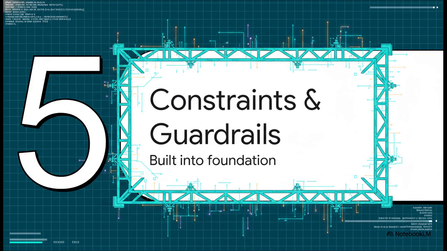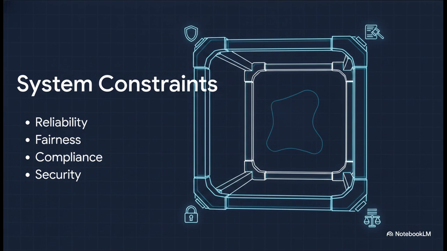Finally, Part 5, Guardrails and System Constraints. This is our protective scaffolding. These constraints act as the mandatory, non-negotiable scaffolding for the whole system. We are talking about reliability, safety, fairness, compliance, and security. And let me be clear, these are not afterthoughts. They have to be built directly into the foundation from day one. You absolutely cannot just bolt security onto a fully autonomous agent after it's already up and running. If you try to do that, your shiny new agentic system just becomes a massive liability instead of an asset.